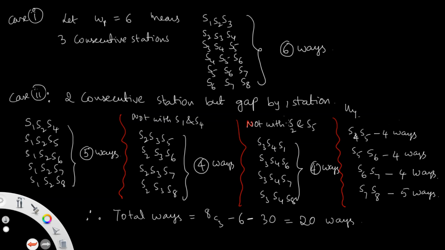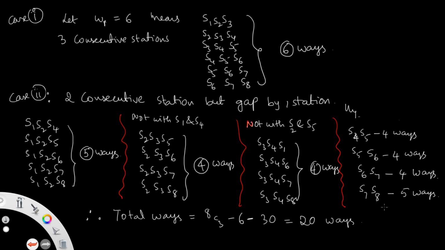Similarly, not with S2 and S3 and S4, or S2 and S5. Then you get S1, S3, S4, with a gap of one station, and S2 is not taken here. S1, S3, S4 is one possible case, then S3, S4, S6, S3, S4, S7, S3, S4, S8. These are all four ways. Similarly for S4, S5, you get the same, four ways. S5, S6 also four ways.